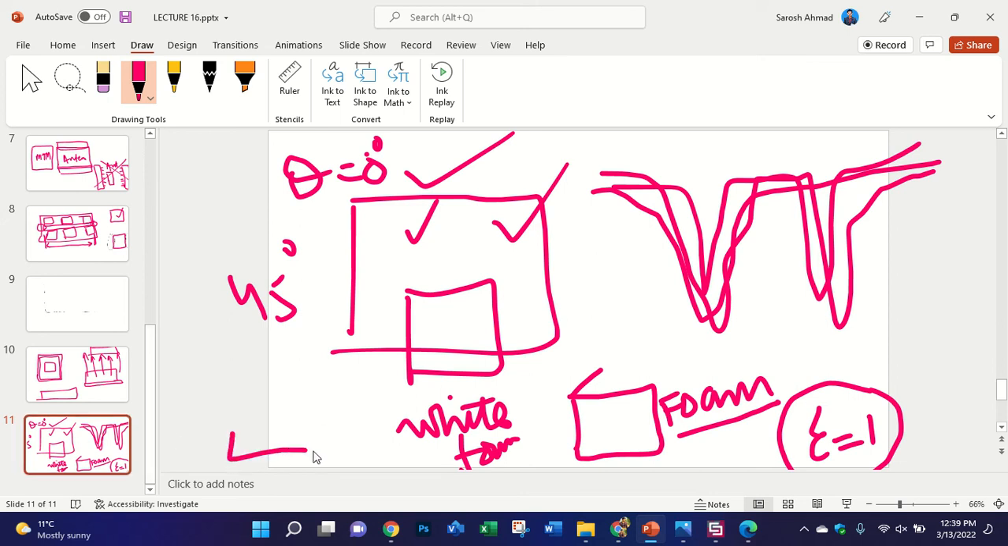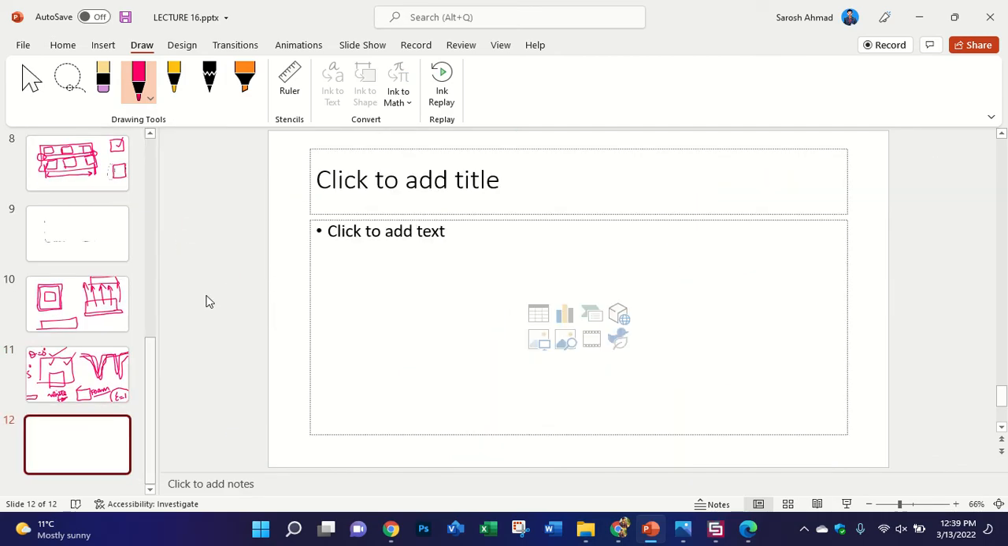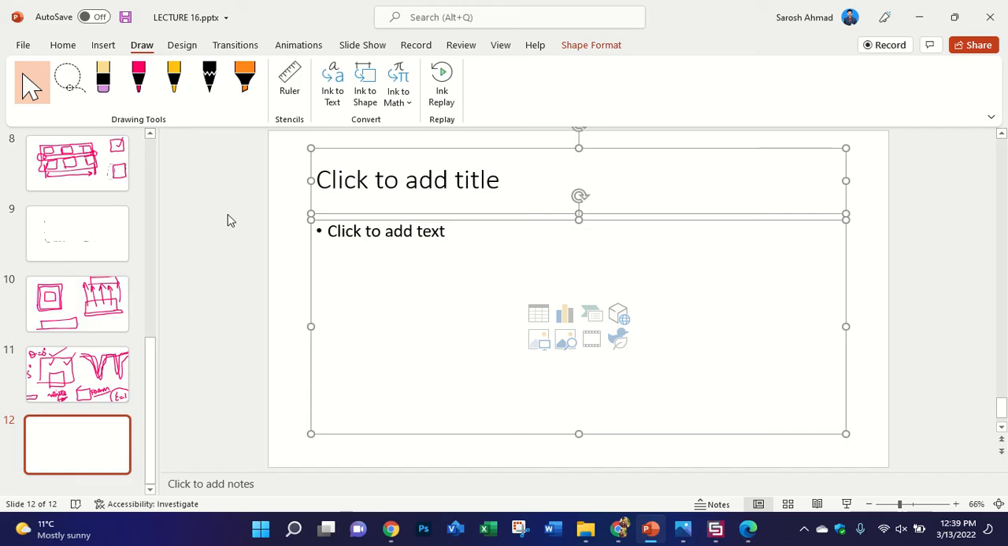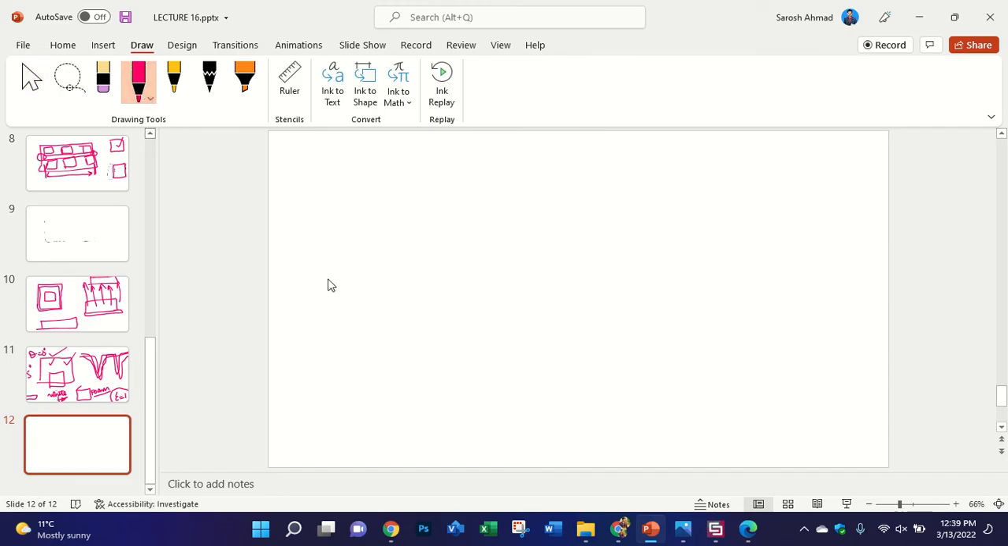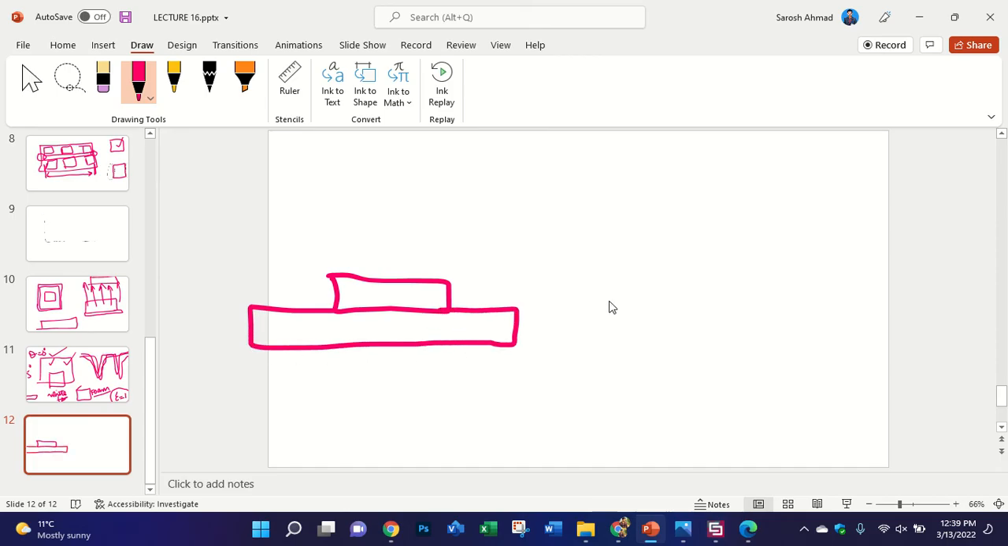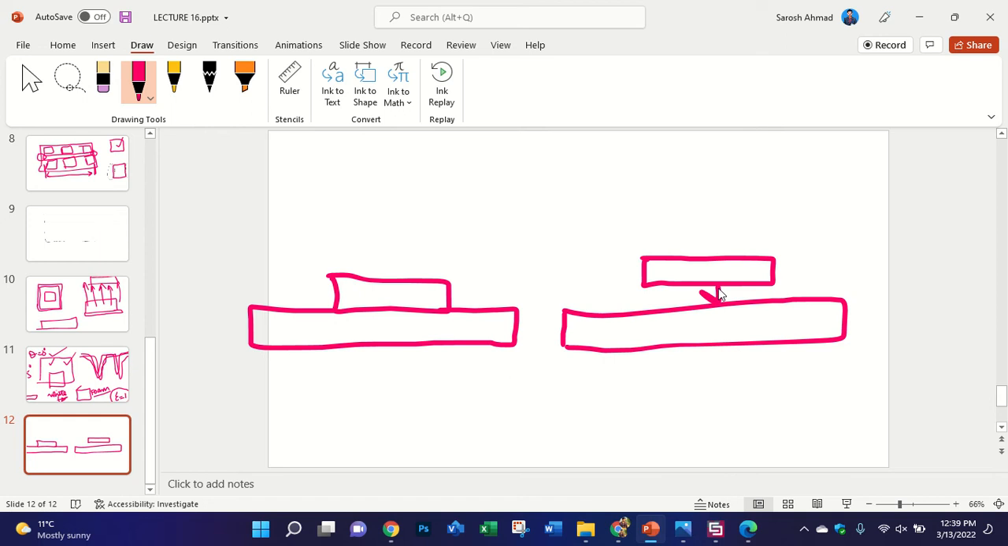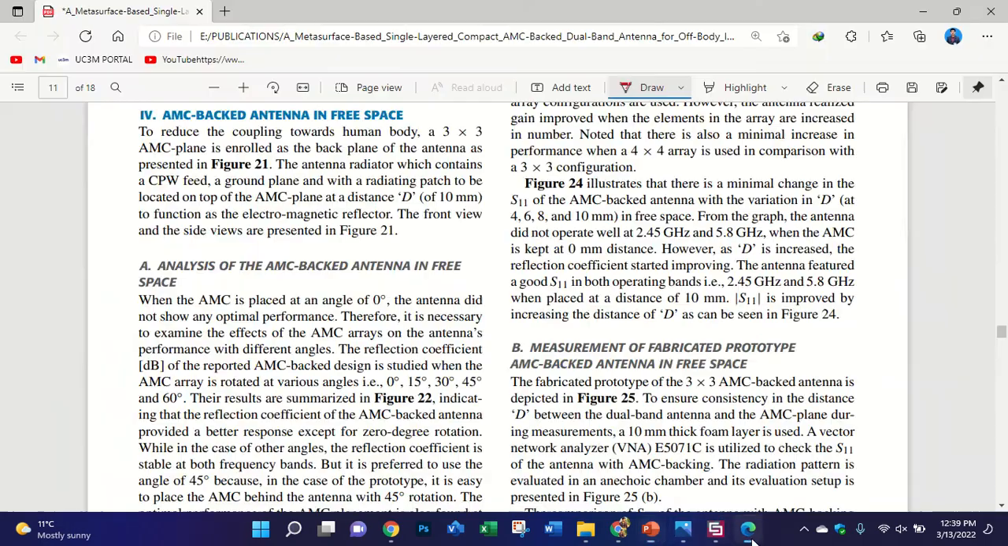Suppose this is your antenna. Let me explain why we need foam, because in most cases we use the metamaterial along with the antenna, with no space between them. But in my case, this is my antenna and this is the metamaterial, and the distance between them is 10 millimeter. So in that case you need foam of 10 millimeter, so you can place the foam here, as I have shown in this figure.